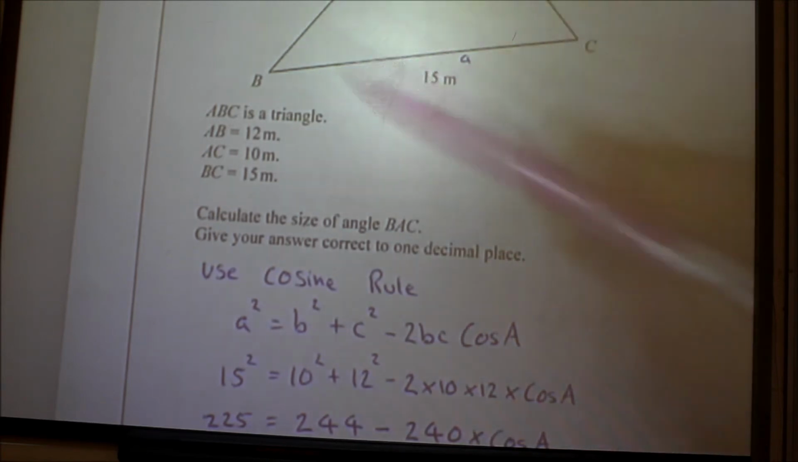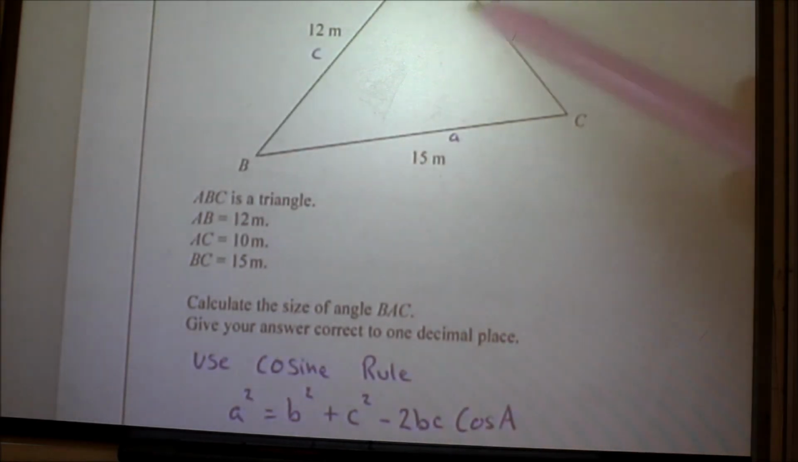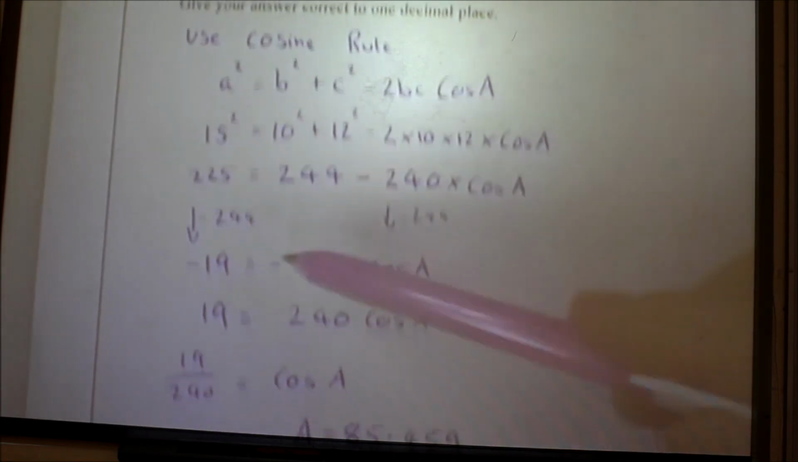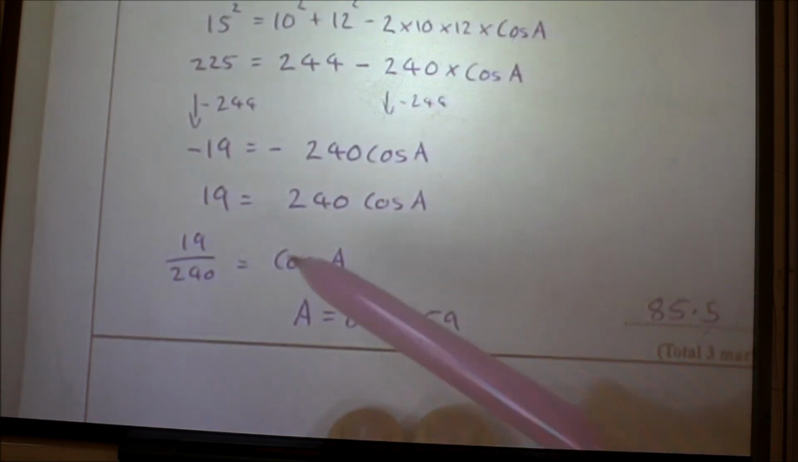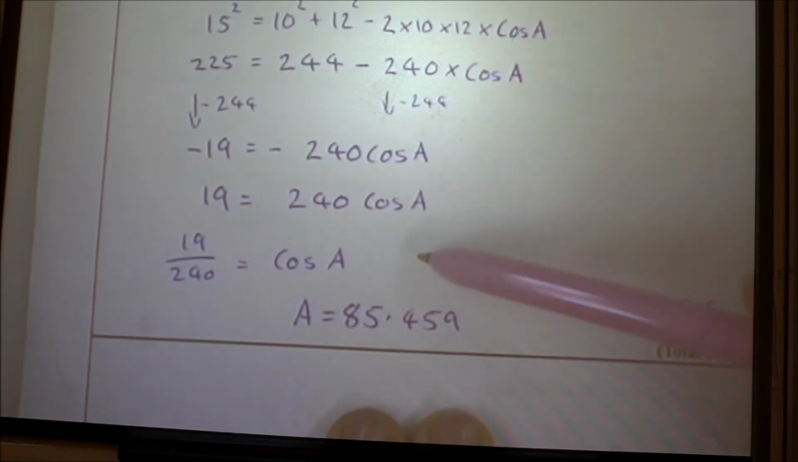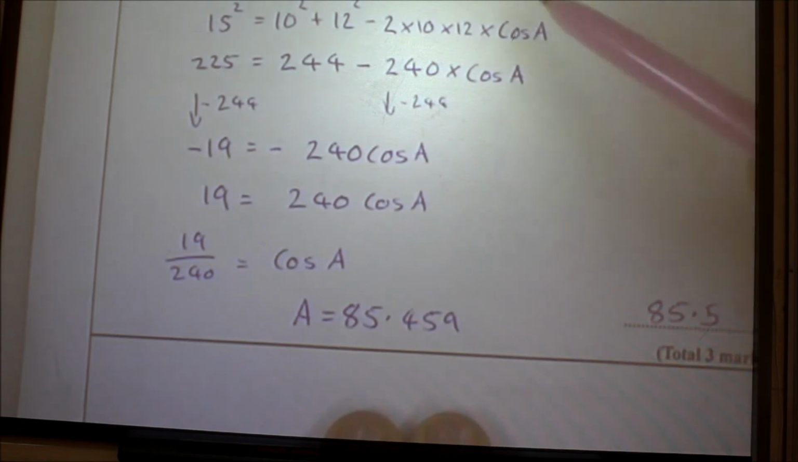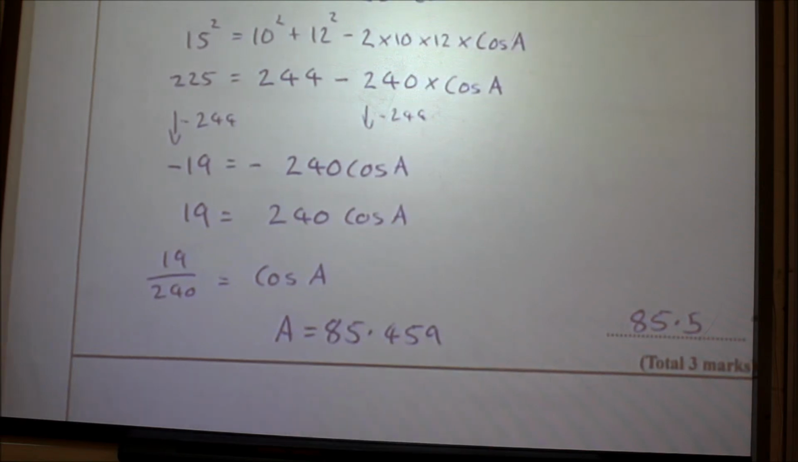Okay, so I've labelled my sides. So that's angle A, that'll be side A, angle B, side B, and so on. Let's work it through the formula. I've substituted all the numbers in, and I've simplified as we go along. So you should come out with something along the lines of 19 over 240 is cos A. There's a bit of rearranging I've done there. So angle A would be 85.459, or to one decimal place, 85.5. I'll leave those workings there so you can pause it and try and see what I've done.